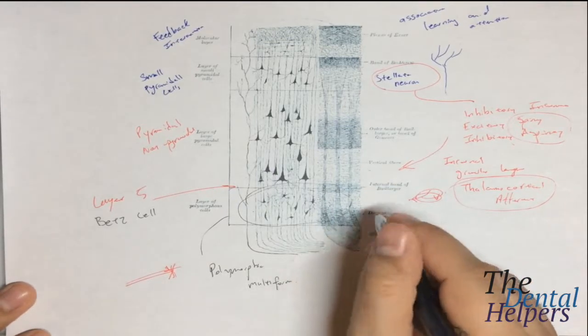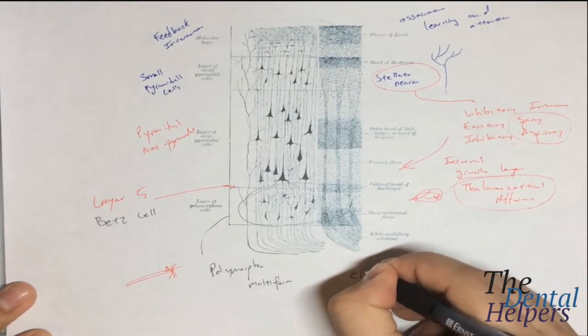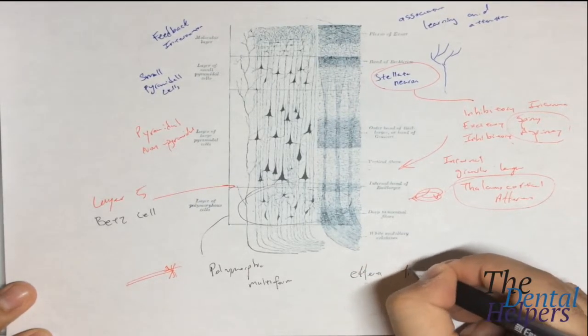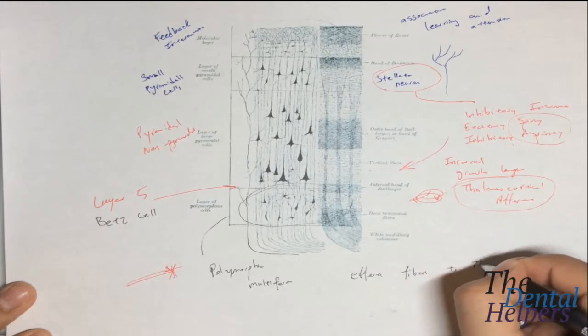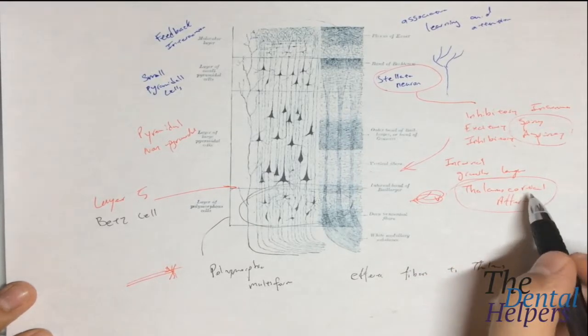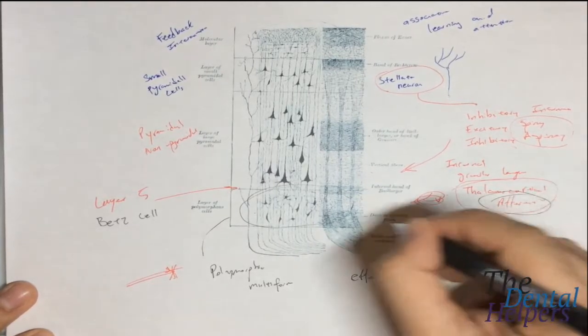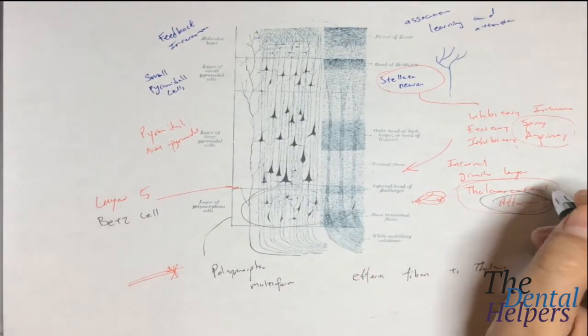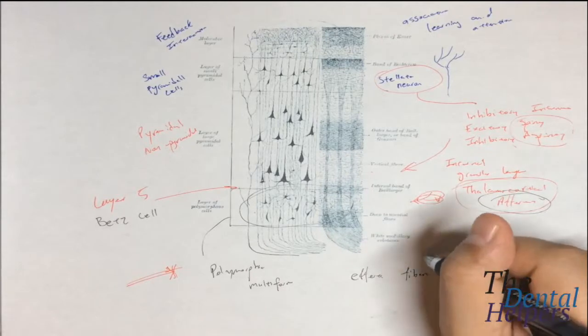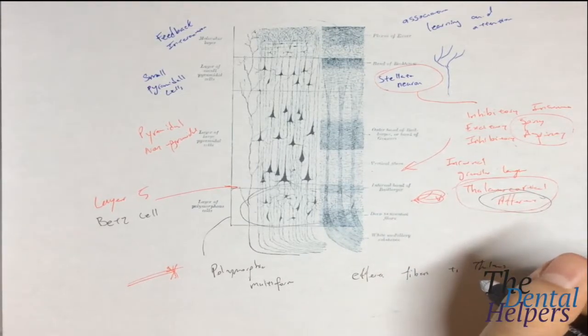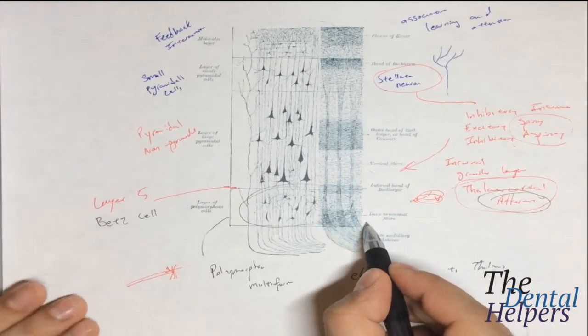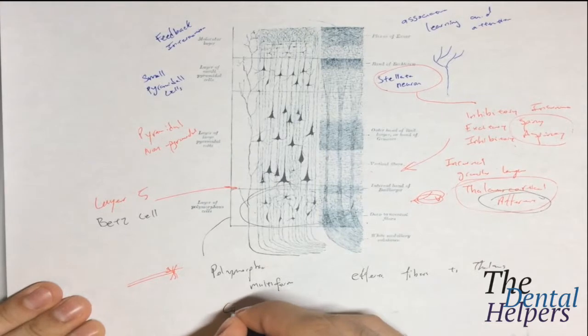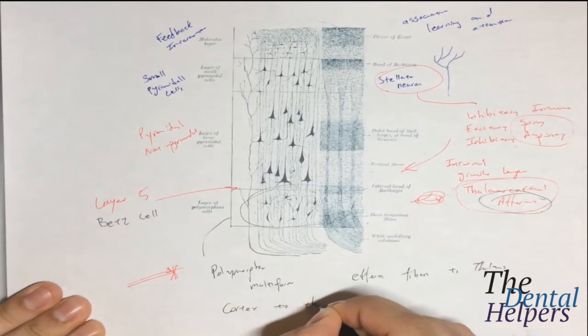Now 6 is going to send efferent fibers to the thalamus. So now we said originally that layer 4 was going to be sending afferent fibers. Now we're going with the efferent fibers. So just remember, the distinction between 4 and 6 is afferent versus efferent fibers. And so basically this is going to connect the cortex to the thalamus.